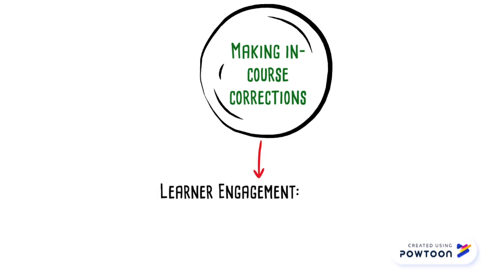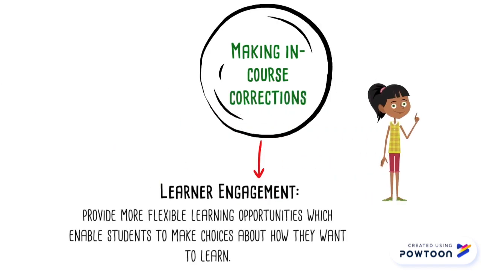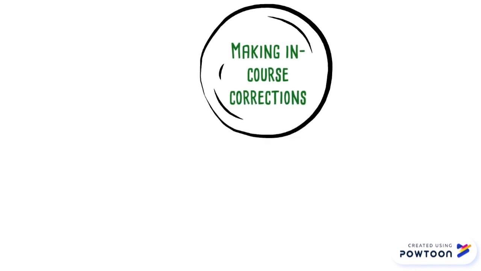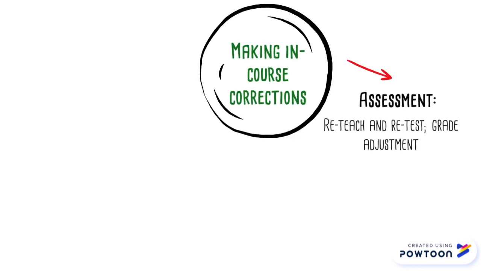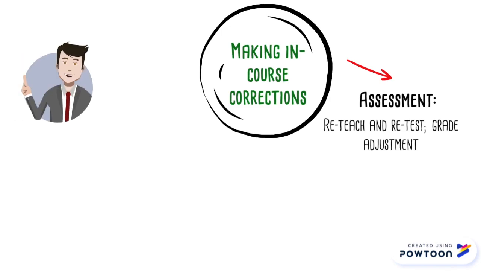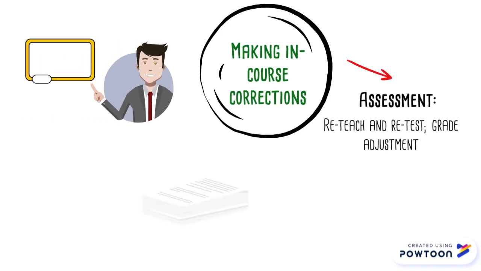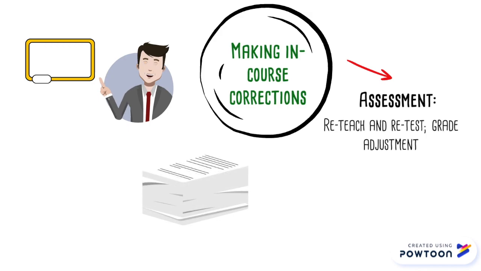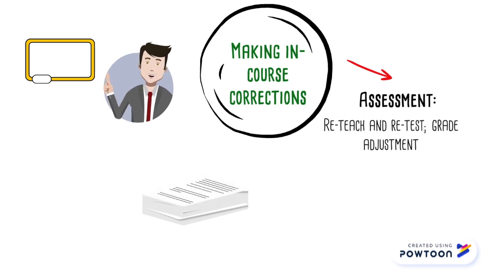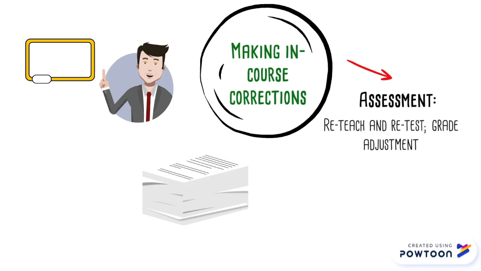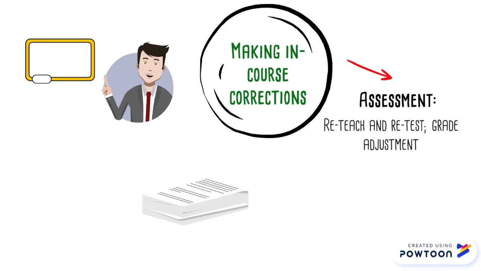For learner engagement, the instructor can provide more flexible learning opportunities, which enable students to make choices about how they want to learn. For example, students can choose a course delivery format that best aligns with their individual needs and learning preferences. If assessments show students still have not grasped concepts, then retesting or grade adjustments can be accommodated. A pre-assessment should be conducted to gauge students' prior knowledge before every instruction.